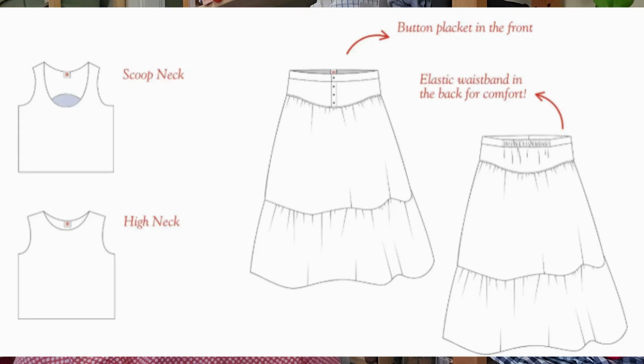The Esther set is the perfect lightweight summer set. The Esther tank has two neckline options, a scoop neck or a high neck, and uses a facing technique to finish the neckline and armholes, allowing them to lay flatter than a bias binding technique would. The Esther skirt, this is what I was really looking at. The Esther skirt is a tiered skirt with a short button placket. It is fitted in front with a structured waistband, but has an elastic waistband in the back for a comfortable fit and pull-on functionality.